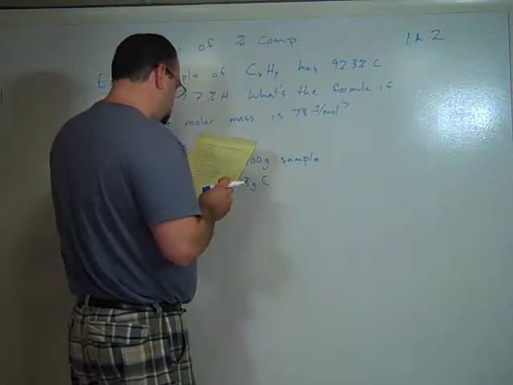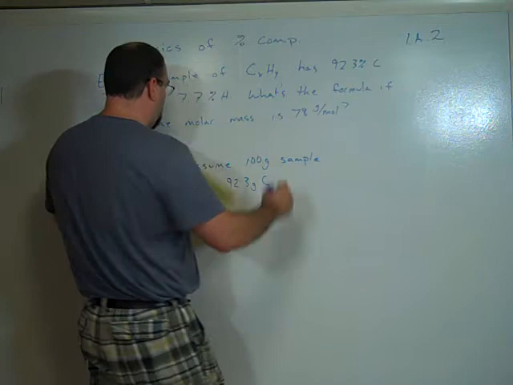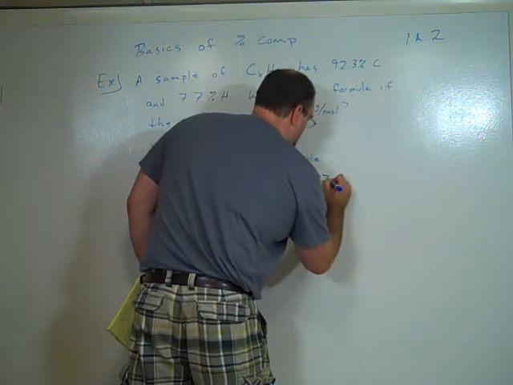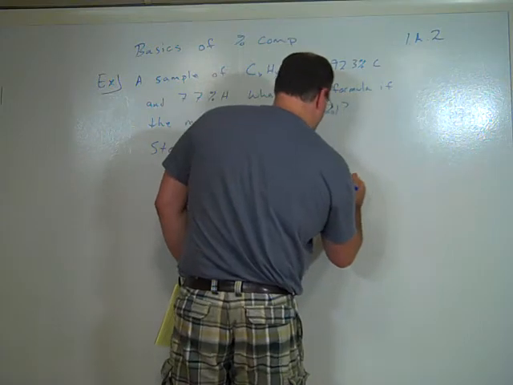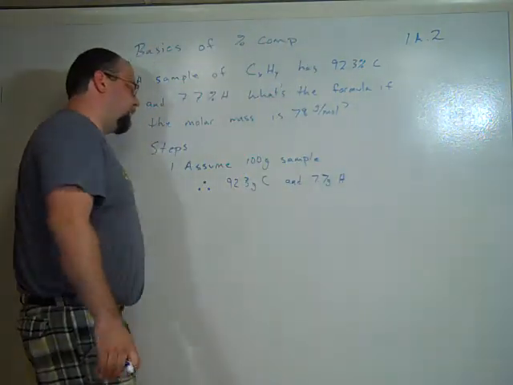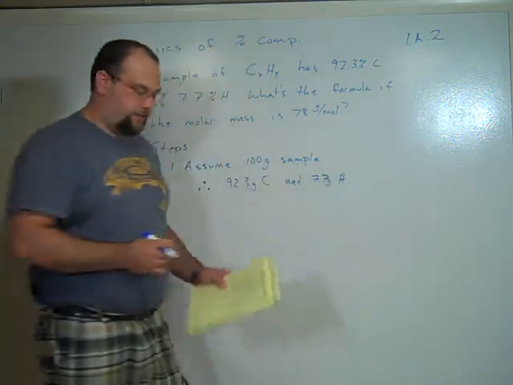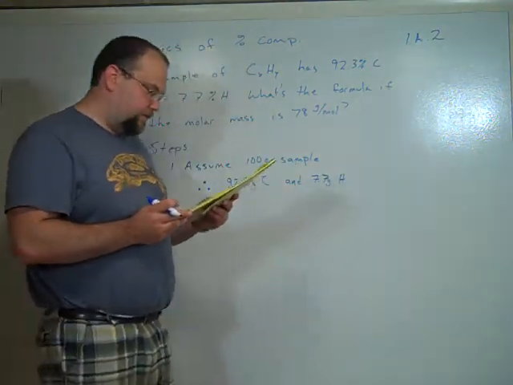Also, I'm going to have 7.7 grams of hydrogen. So I have 92.3 grams of carbon and 7.7 grams of hydrogen. Put those hash lines in there just so it's clear that those are 7.